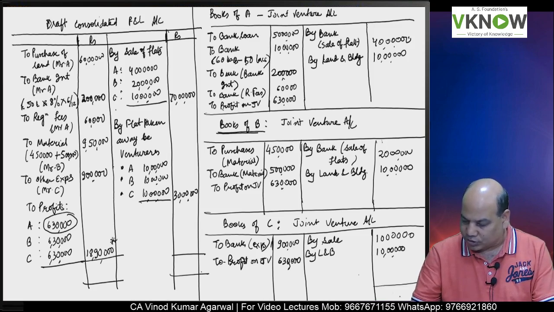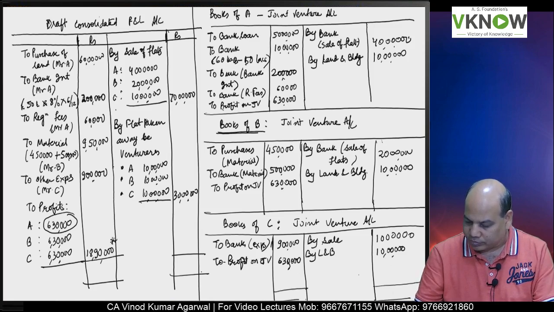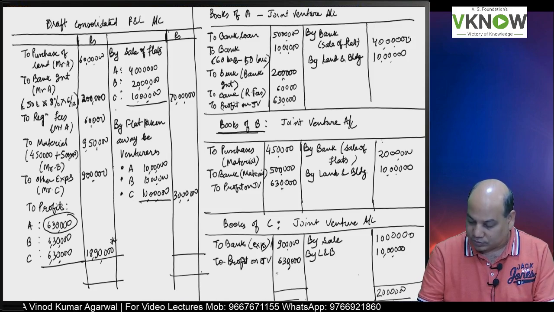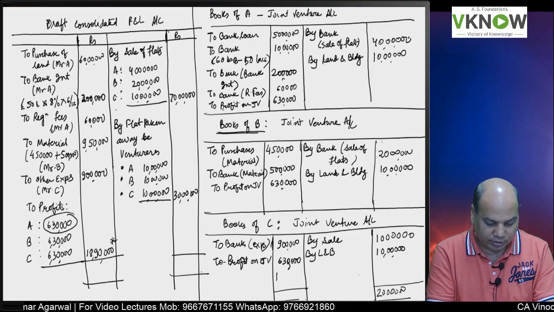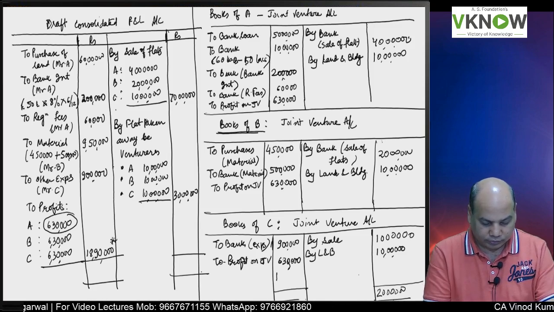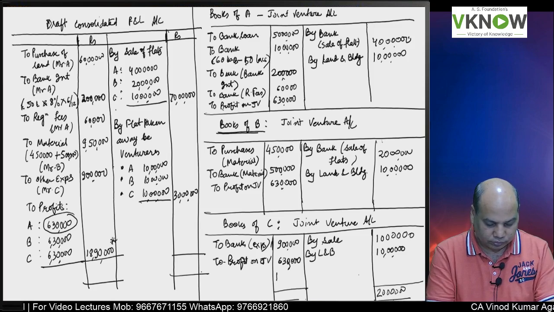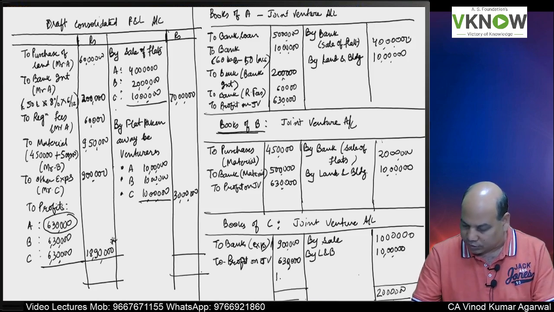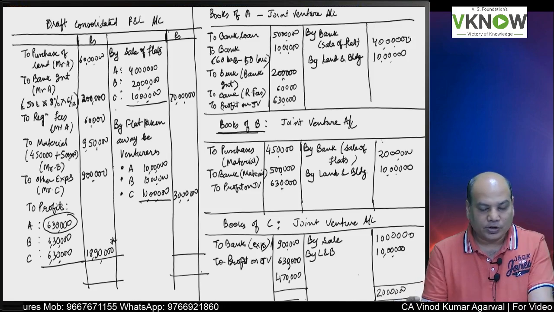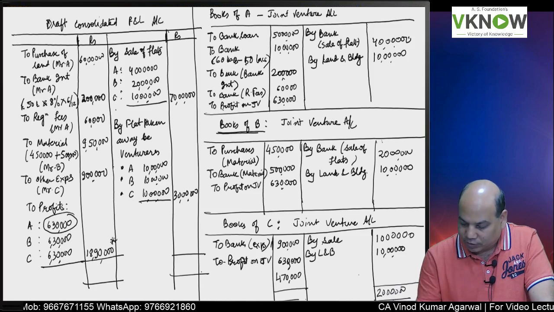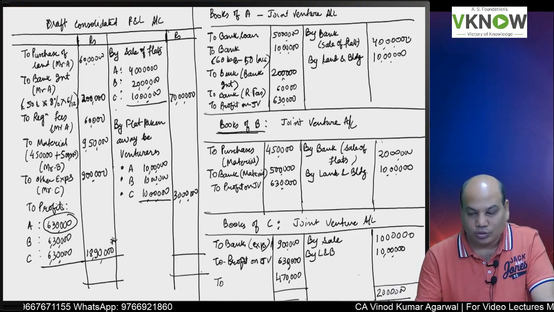Now first I'll close C's account. 20 lakh credit side total, debit side is 9 lakh and 6 lakh 30,000, 15 lakh 30,000. So 20 lakh minus 15 lakh 30,000, 4 lakh 70,000 is the difference. Is this difference payable to A or B? Let us wait. It has to be paid either to A or to B.